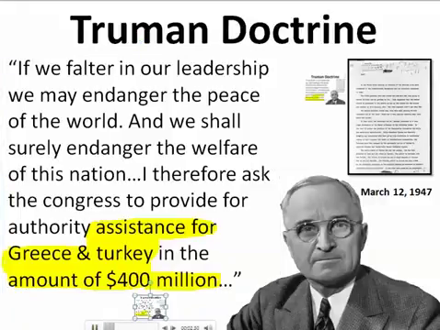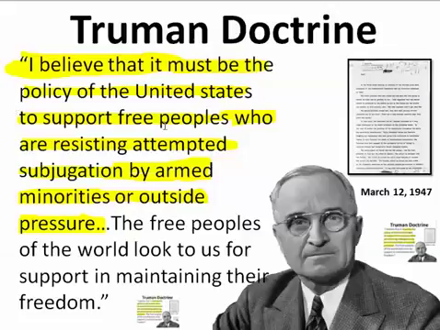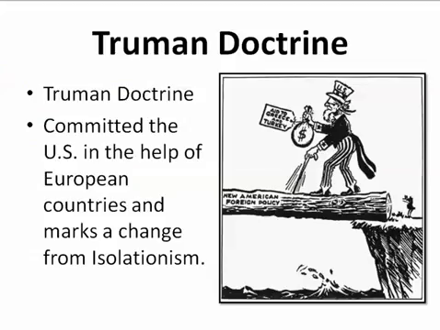I therefore ask the Congress to provide authority for assistance to Greece and Turkey in the amount of $400 million. Alright, so he's asking for help for Greece and Turkey down here. And the Truman Doctrine, he's saying that the United States needs to help free peoples in Europe. And see, in this Truman Doctrine, he's going to commit the United States to help European countries.